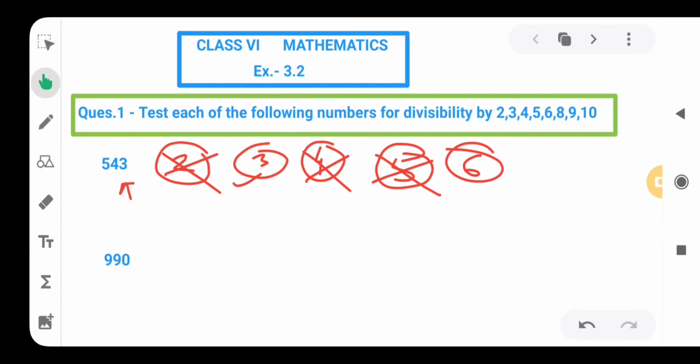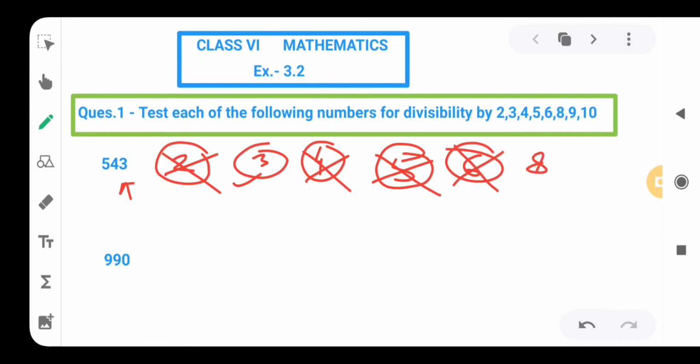According to the divisibility by 6, we must see that the number is divisible by 2 and 3, both. It should be divisible by both 2 and 3. If it is not divisible by any one of these values, then the entire value will not be divisible by 6. So here we can see that this number is divisible by 3, but 543 cannot be divisible by 2. So the entire number, that is 543, cannot be divisible by 6.